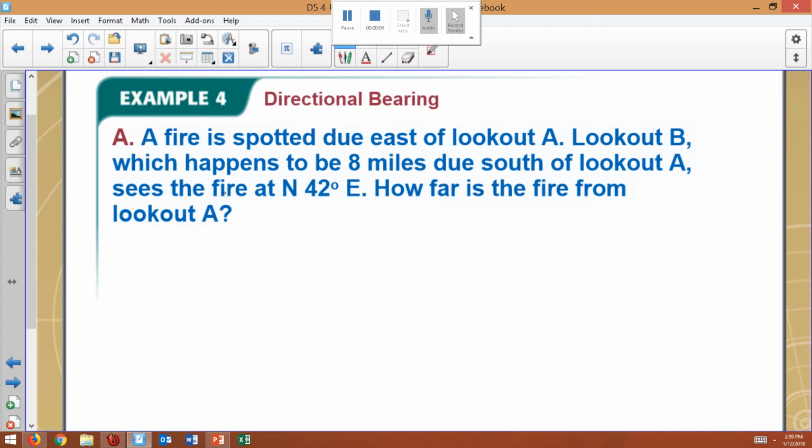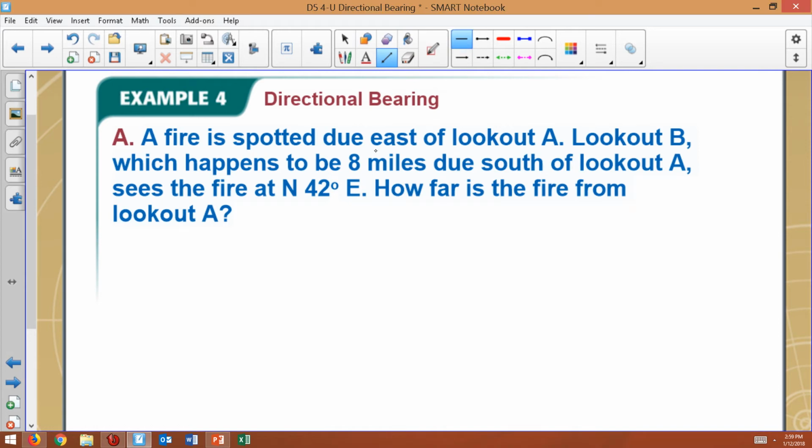A fire is spotted due east of lookout A. Lookout B, which is located 8 miles due south of lookout A, sees a fire at north 42 degrees east. How far is the fire from lookout A?